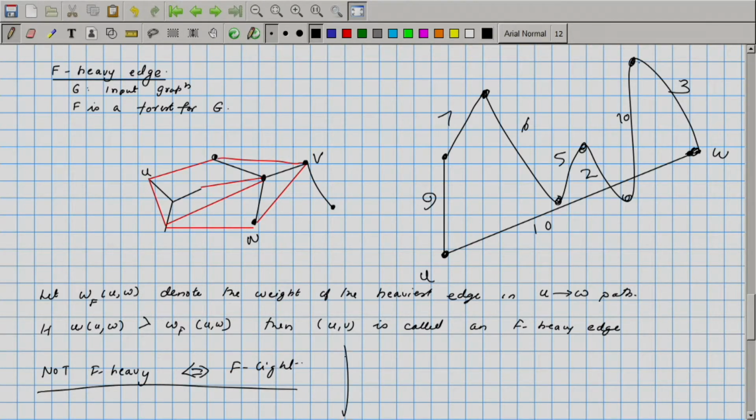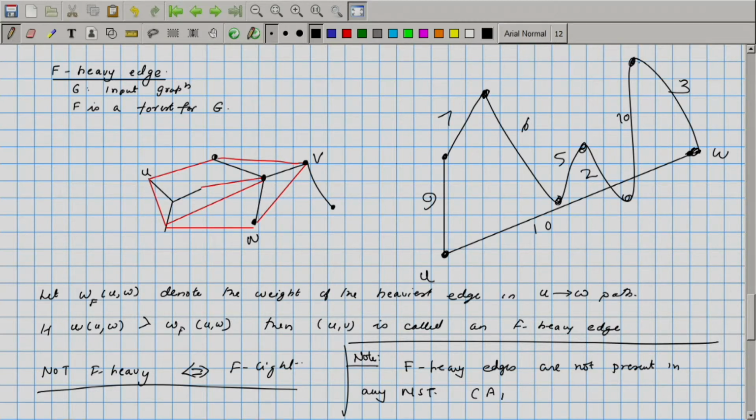Okay. And the important fact for us is F heavy edges are not present in any MST. Okay, that should be clear, because that is just an application of the cycle property.